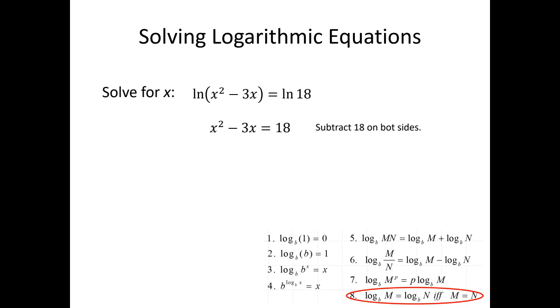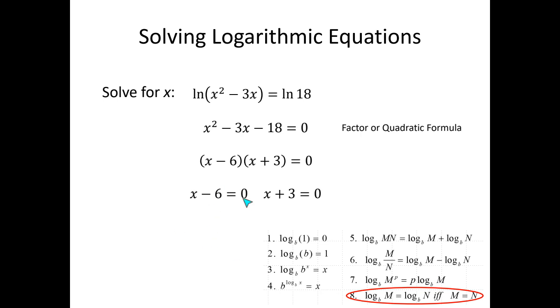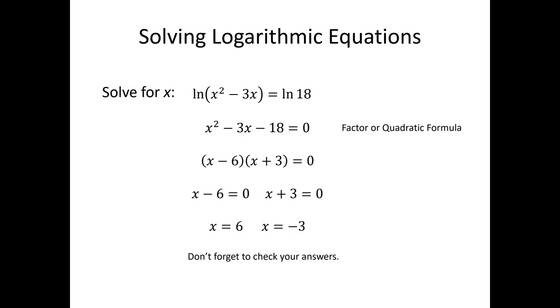Since this is quadratic, that means I have to put everything on the same side. So I'm going to subtract 18 and I get x squared minus 3x minus 18 equals 0. And now I can try to factor this or use the quadratic formula. It is factorable. So now I can set the two factors equal to 0. So one possible solution is x equals 6 and the other one is x equals negative 3.